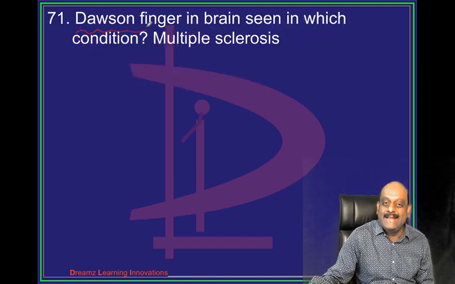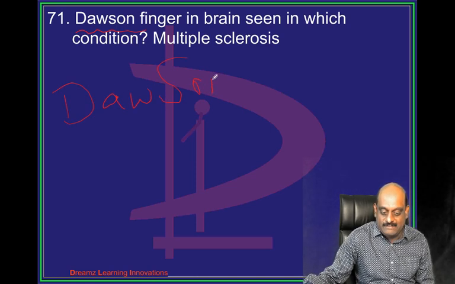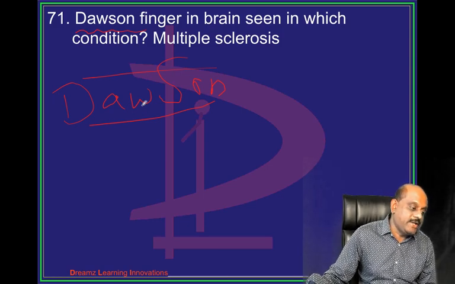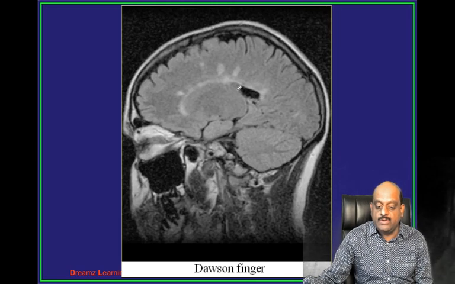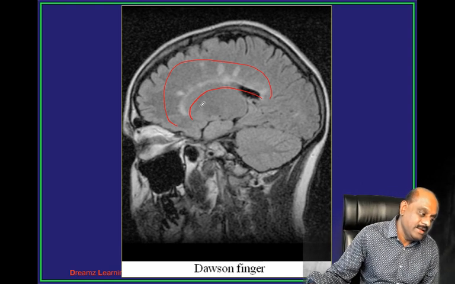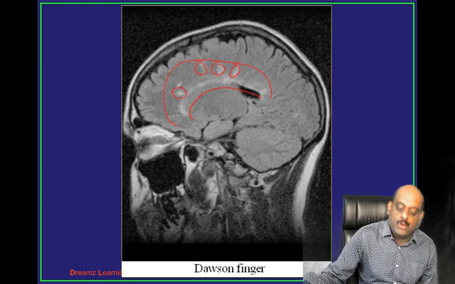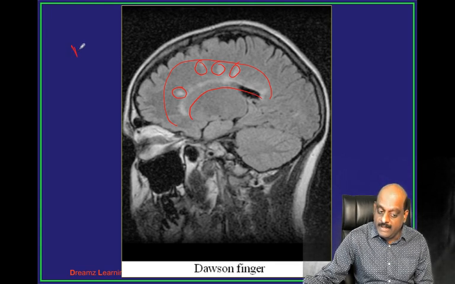Favorite question: Dawson finger. Where do we see Dawson finger? Dawson finger is seen in multiple sclerosis. Look, there is the corpus callosum. On top of the corpus callosum, you can see demyelinating blocks. They are called Dawson's fingers in case of multiple sclerosis.